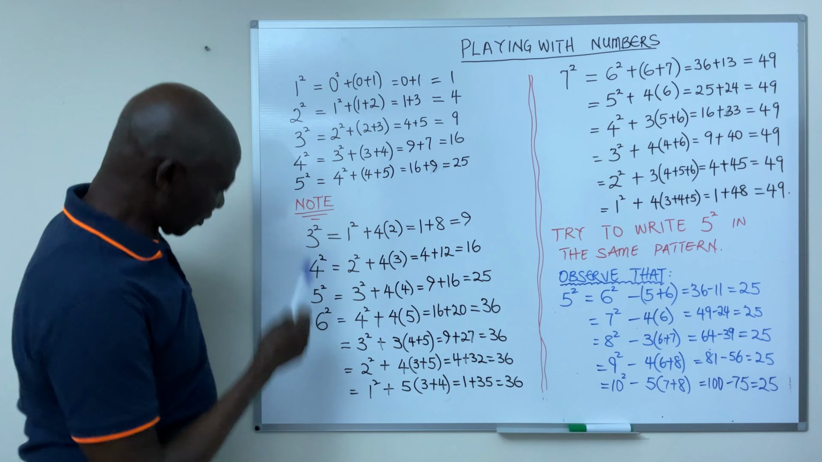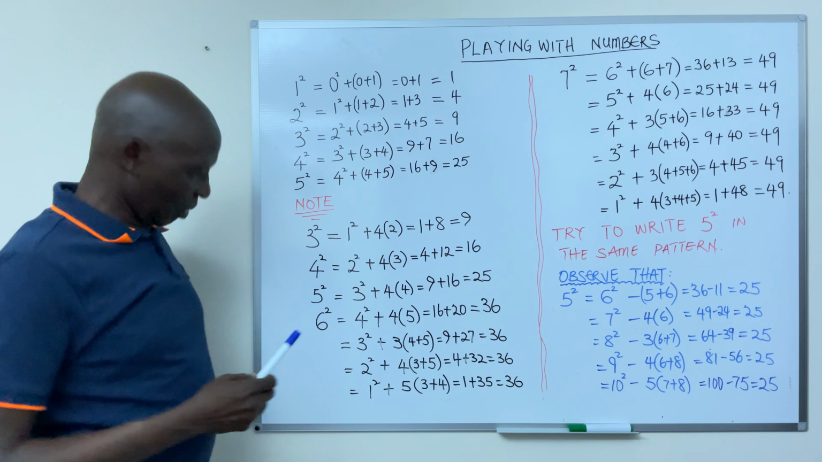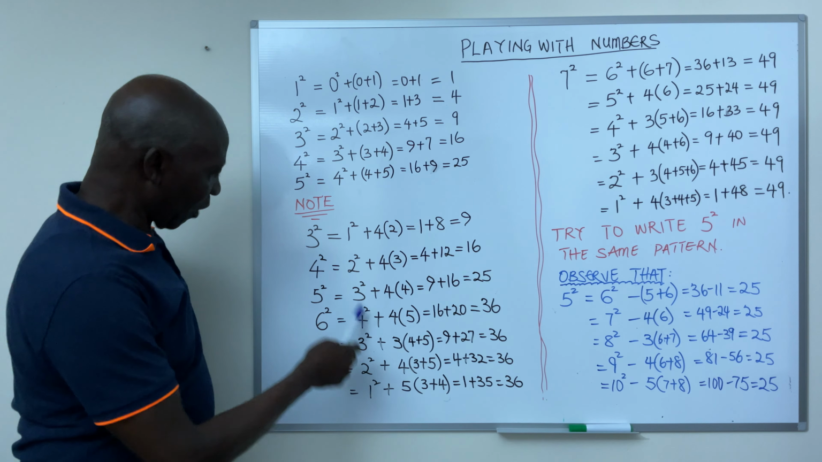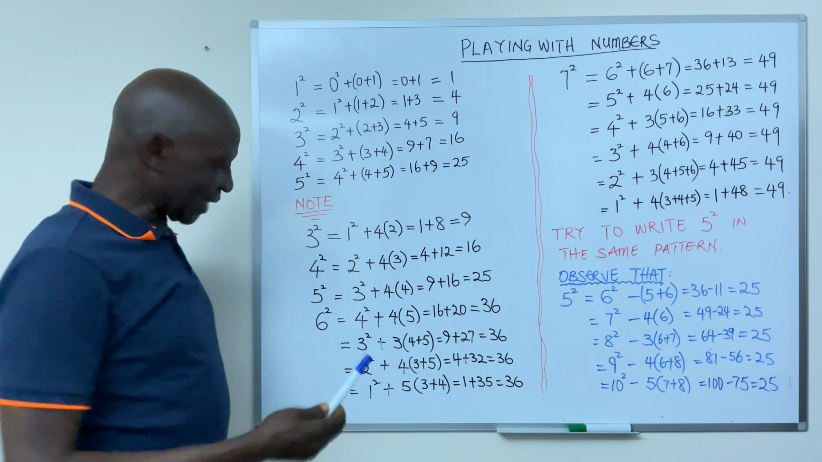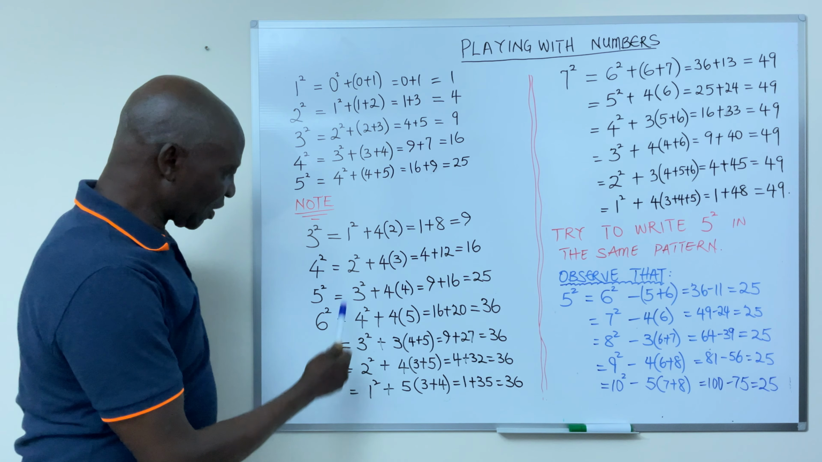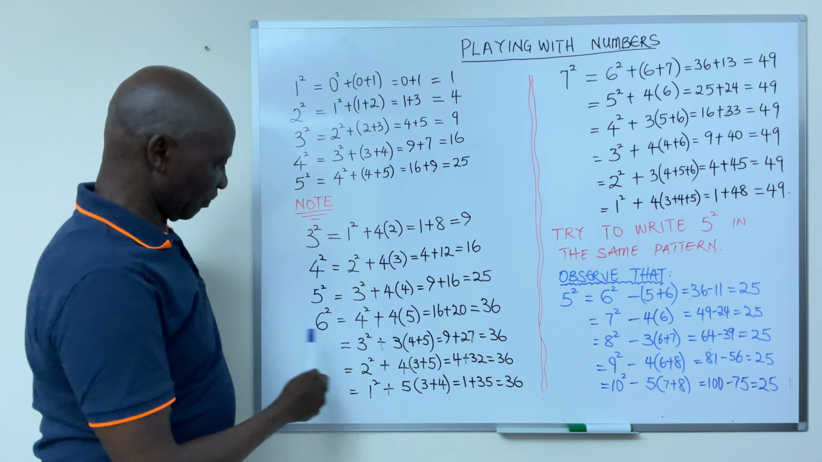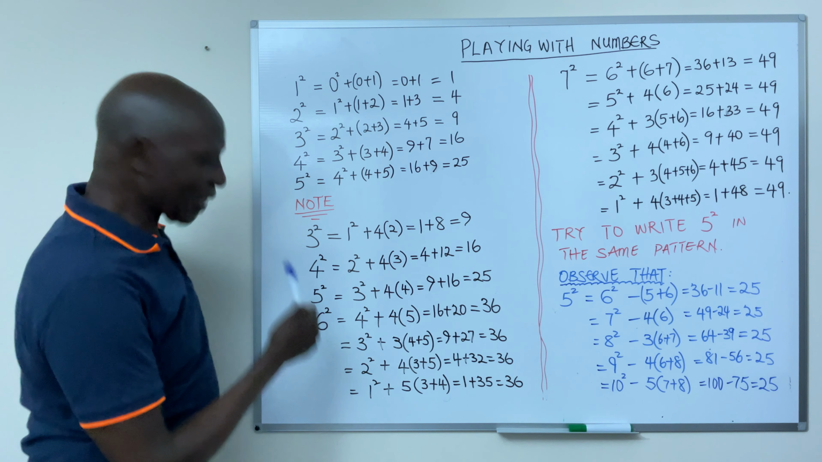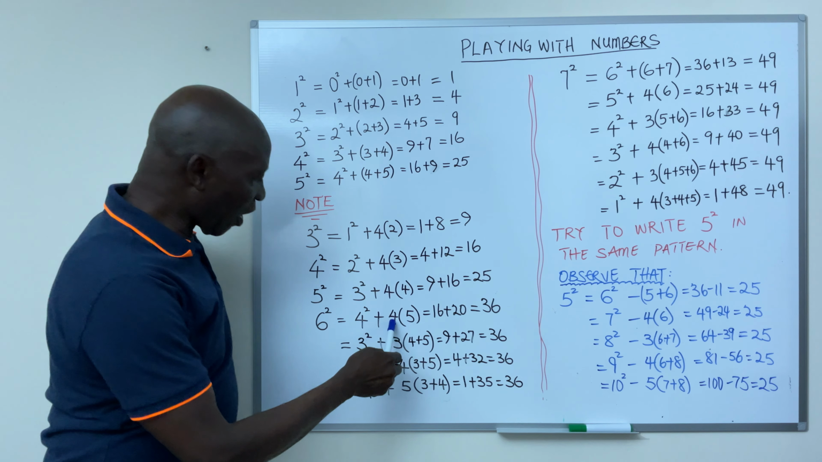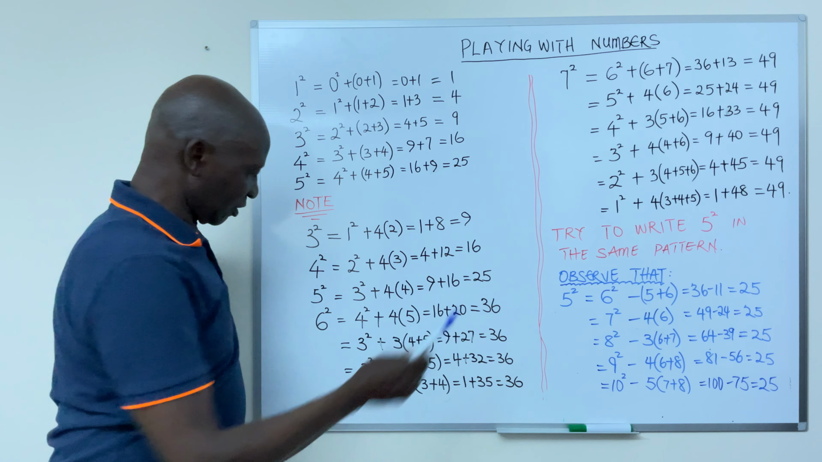Can we take a look at 6? If you take a look at 6, between 6 and 4, there is a number, and that is 5. So that number in between them must be multiplied by 4. So we now have 6 squared is equal to 4 squared plus 4 times 5, and that gives 16 plus 20, which is equal to 36.